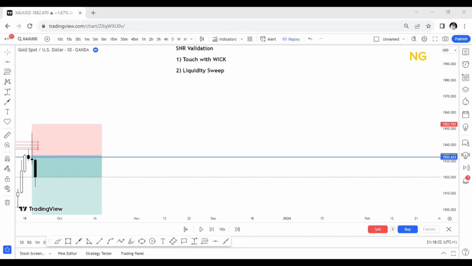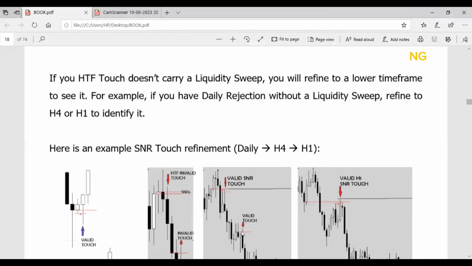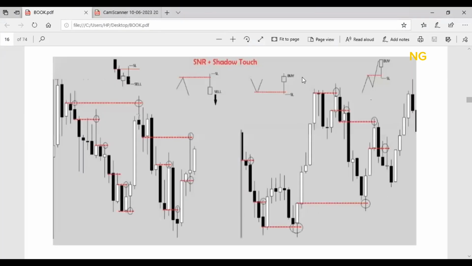You're not seeing my charts. Okay, shit. Oh. Okay, you should be able to see it now.